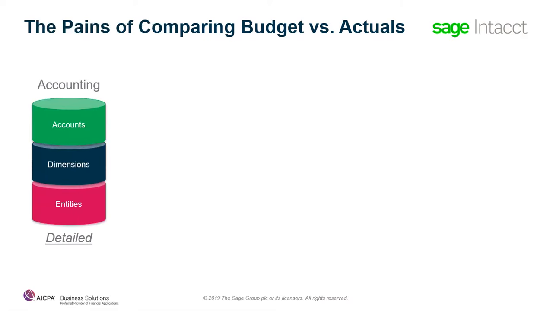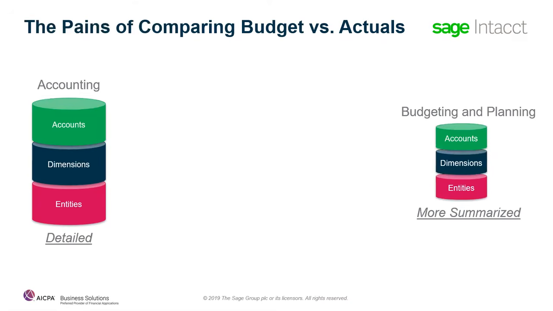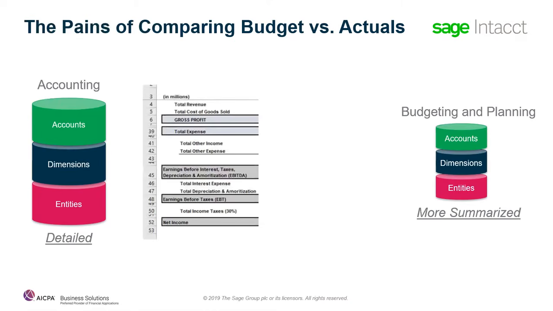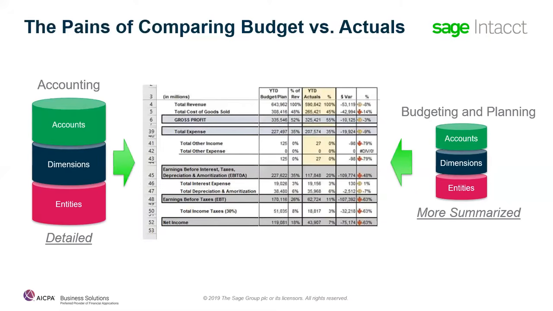It's also very detailed. It has your chart of accounts, dimensions, and entity information. Now with the budget, that also has accounts, dimensions, and entities, but it's more summarized. And when the budget is more summarized, that means it's going to have fewer lines, less than what you would find in an accounting system.